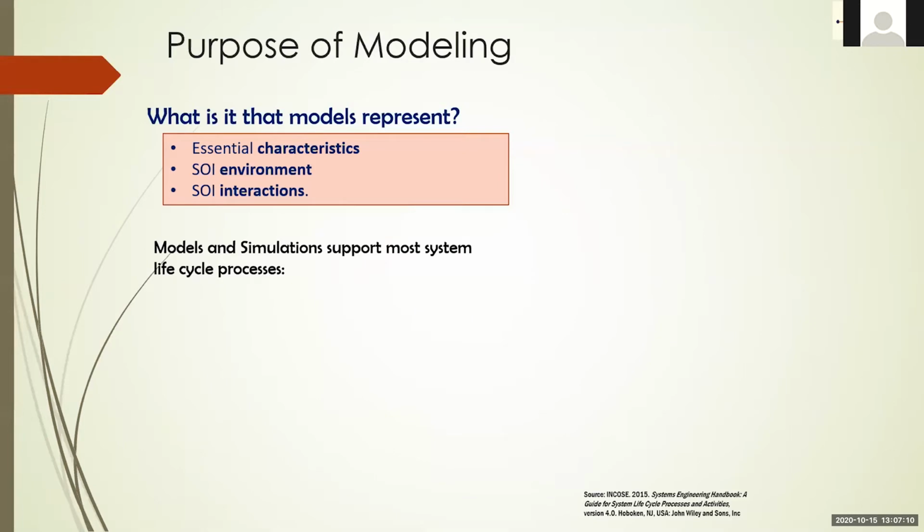Now, continuing the purpose of the models, so what does the model represent? Mainly, you will focus on some characteristics. It's very difficult to try to put all the characteristics in place and try to model them. So most of the time, we are going to use abstraction. We are going to focus on a set of characteristics. Also, you need to consider the environment of your system of interest. And also, you need to understand the interactions of that system of interest.